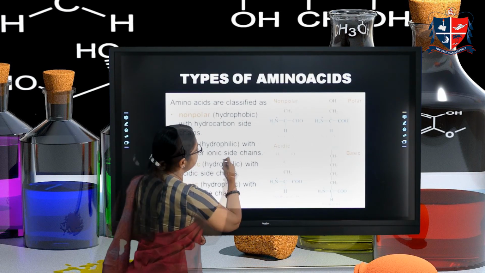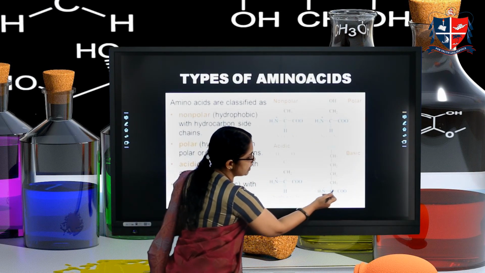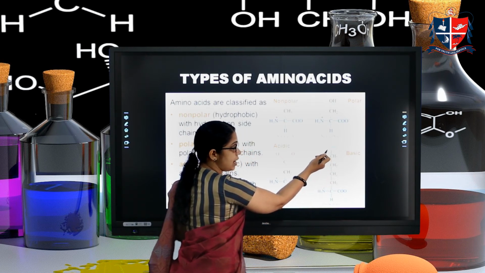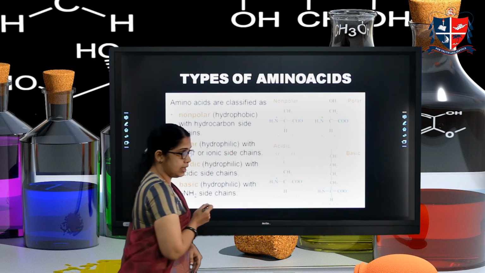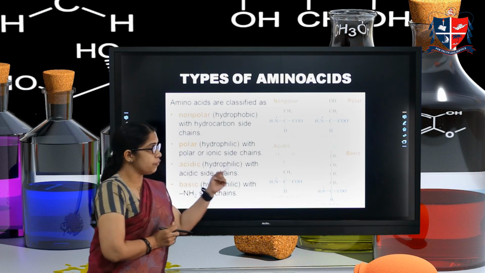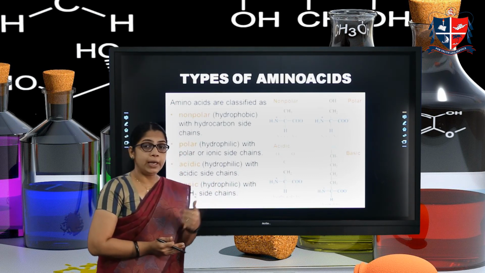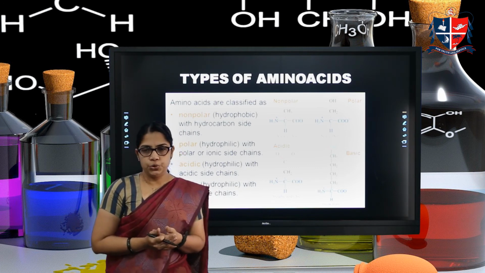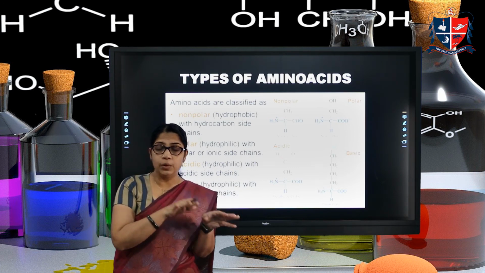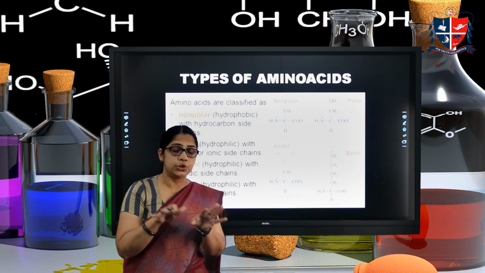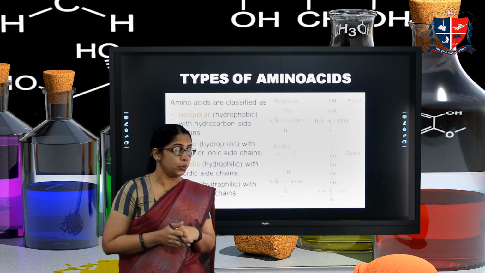Here in this case, besides this, it can have an extra NH2 or NH3 plus. That means that is basic. So in the case of acidic, it contains 2 or more COOH groups. In the case of basic, it contains 2 or more NH2 groups. In the case of neutral, it contains an equal number of COOH and NH2 groups.